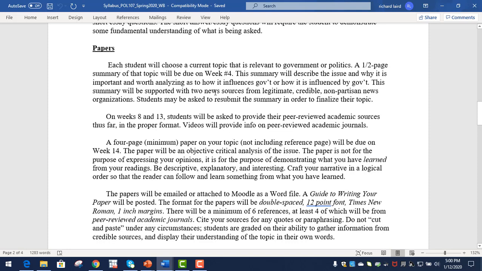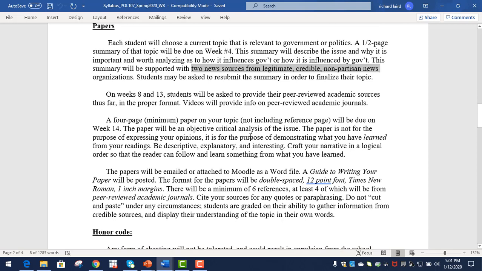So the first thing you'll do on week 4 is submit a 1/2 page summary of that topic. And there will be some give and take on this. I may ask you to resubmit on that so that we can get our topics locked in. And also for that particular 1/2 page summary, give me a couple of sources, news sources from legitimate, credible, nonpartisan news sources as to how you learned a little bit more about that particular topic. So find a good, legitimate news source to help you on that summary.